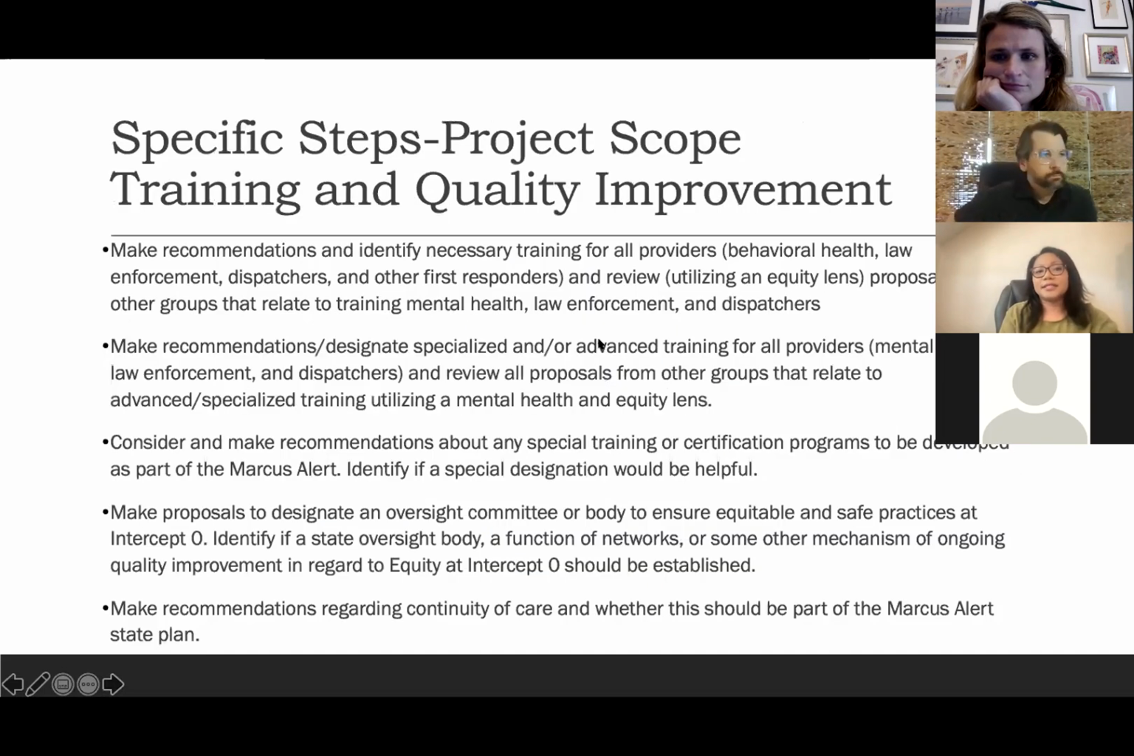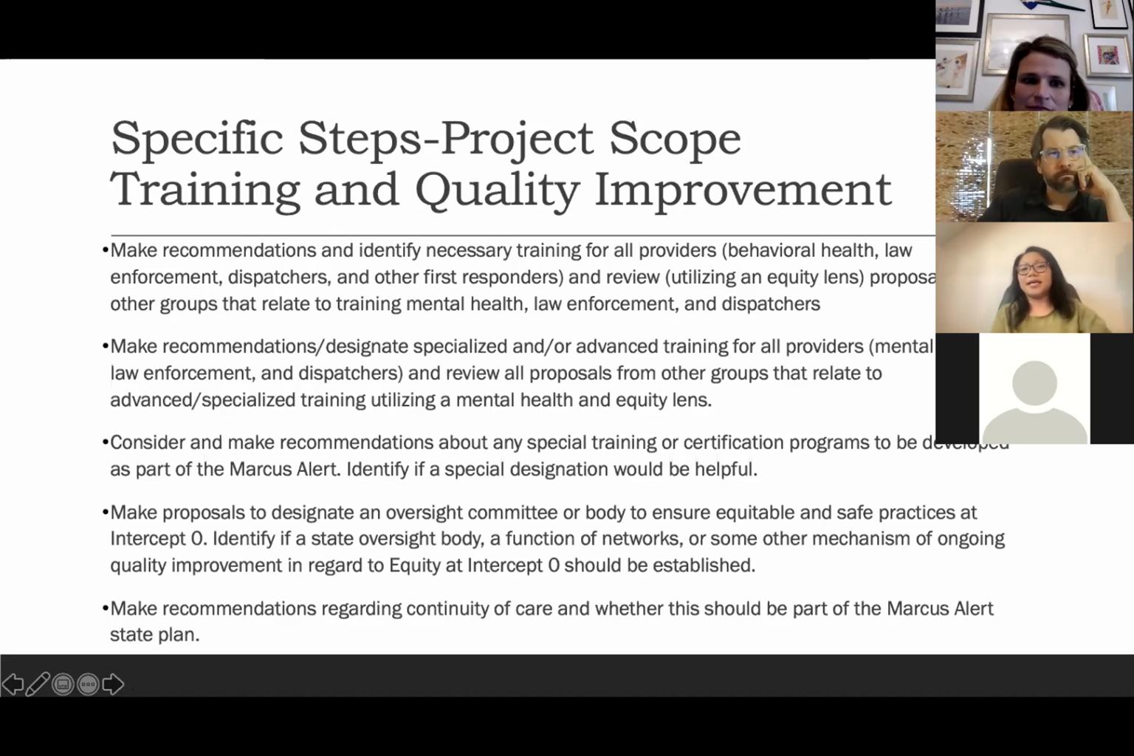And then we also identified specific measurables for what we were going to work on. So these are actually some pretty comprehensive lists, and so I'll go ahead and read them. Make recommendations and identify necessary training for all providers. So that's behavioral health, law enforcement, dispatchers, and other first responders, and review, utilizing an equity lens, proposals from other groups that relate to training mental health, law enforcement, and dispatchers.